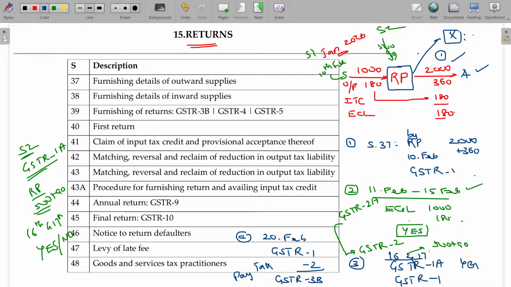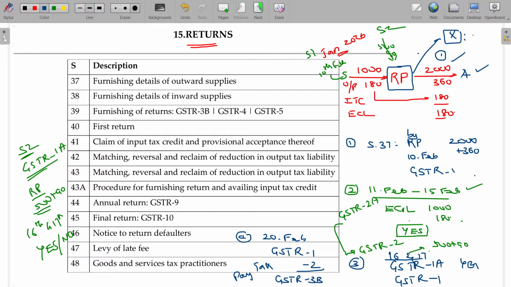GSTR 1 is all about updating the outward supply. GSTR 2 is all about inward supply. Usually it is auto-populated. GSTR 3B is the reconciled one, filing the returns to the government after the payment of tax. 1 to 10, 11 to 15, 16 and 17, and 20. The date 20 is relaxed, in some cases maybe 21 also. We'll see all that in detail hereafter.